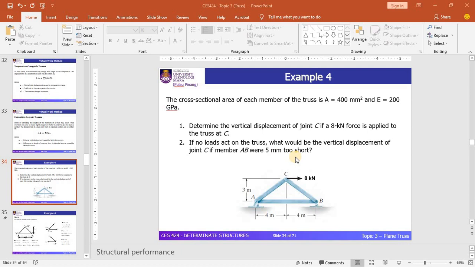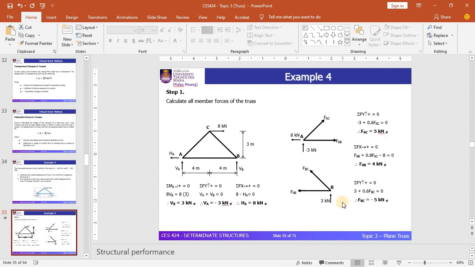Okay, first let's look at the first part of this equation, which is the effect of a displacement due to the applied load. Basically, for this virtual method, there is nothing much different from the beam with a virtual method. You need to provide two sets of diagrams: a real diagram and a virtual diagram.